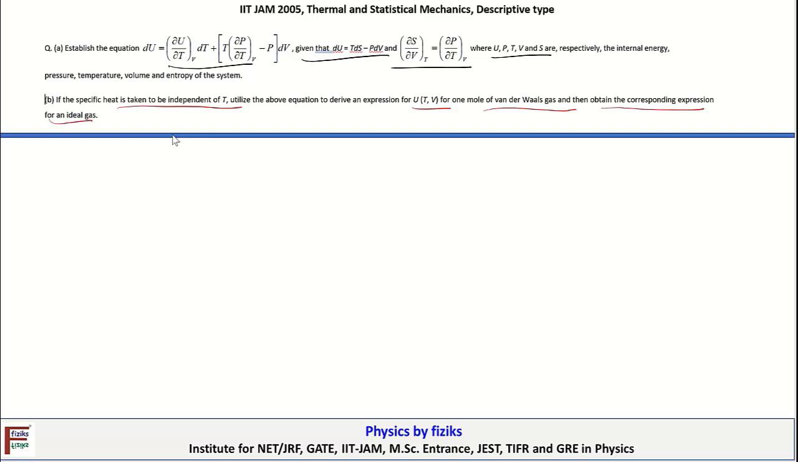So let's continue with part A first. For this purpose we will make use of the first law of thermodynamics, and also the given information in the question. From the first law, we have dU equal to TdS minus PdV. Let's call this equation 1.